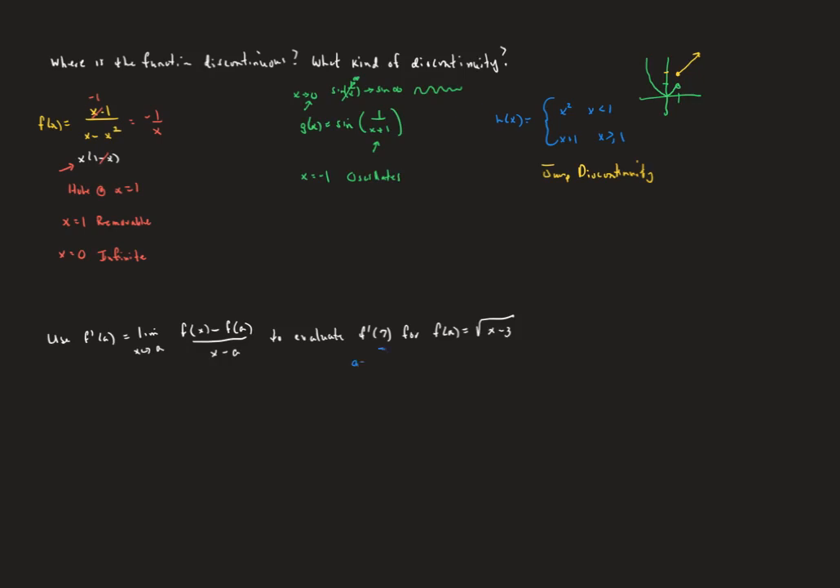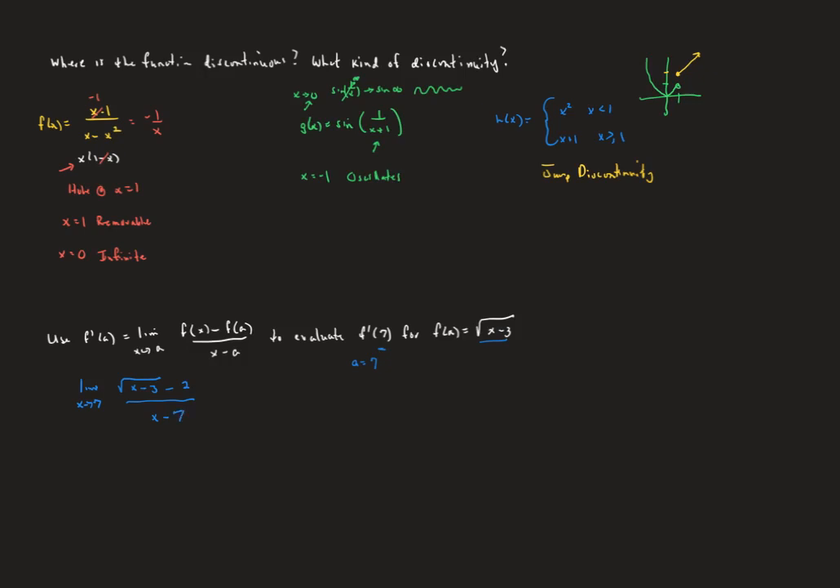So that's telling us that our a is 7, and here's our function. So we are going to take the limit as x approaches 7 of, and f of x is going to be the square root of x minus 3, minus f of 7 is going to be the square root of 7 minus 3, which is the square root of 4, which is 2. And so that's going to be over x minus 7, because 7 was our a.